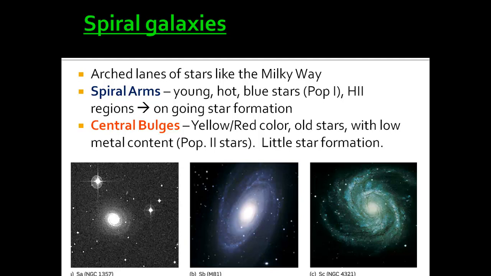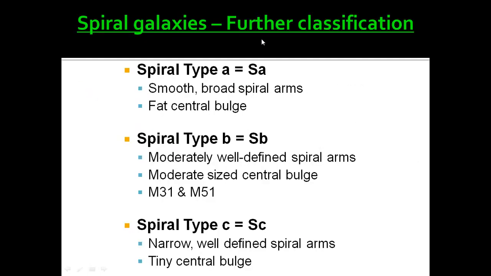Now, Hubble classified further, to be more specific than just spirals. He classified three different types of spirals: SA, SB, and SC. I think I have a slide on this. Yeah, okay. So spiral type A: the capital S is for spiral, lowercase a for type A. These types of spiral galaxies are smoother, and they have broad spiral arms, and a very fat central bulge.